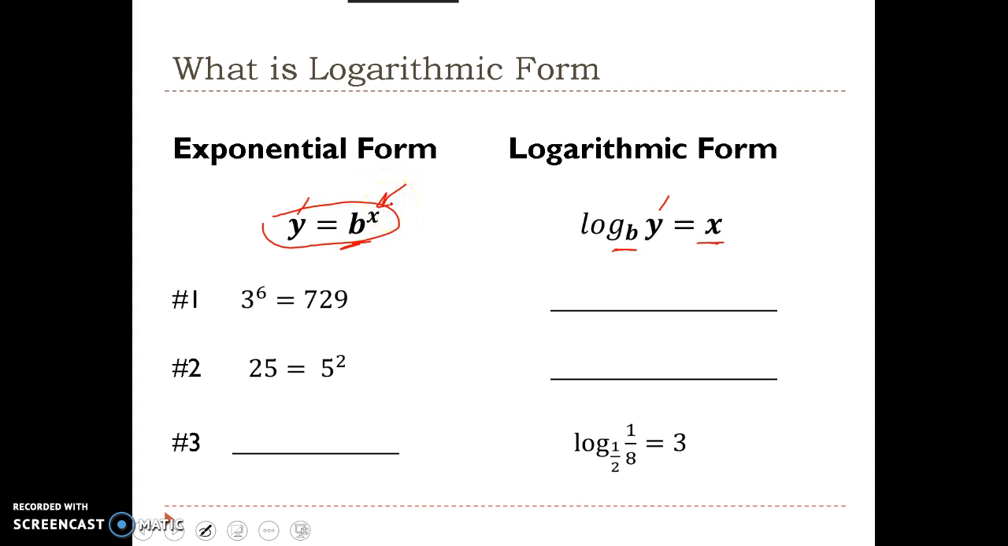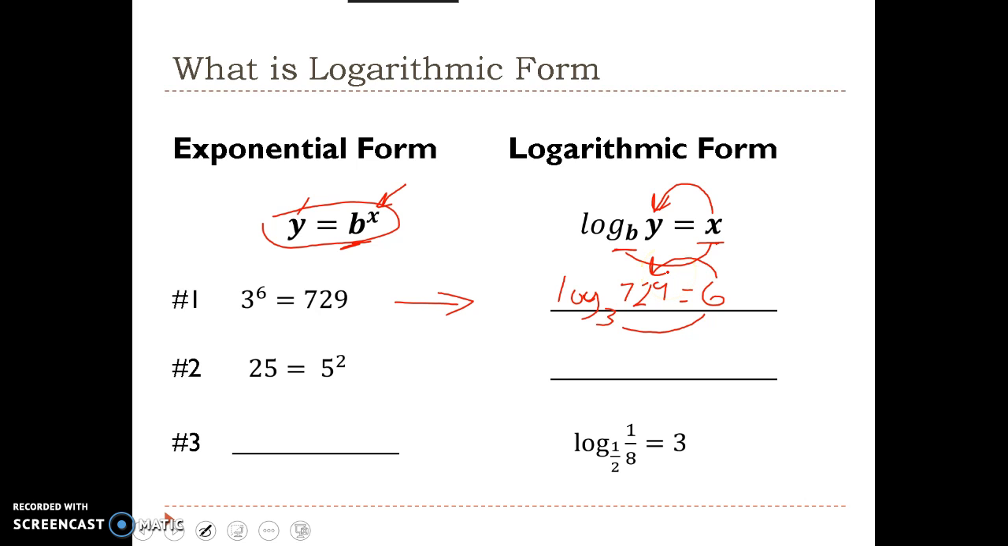One of the things that you'll see me do a lot is make a circle that looks like this. This is b to the x equals y. And so here we have 3 to the 6th equals 729. We want to write that in logarithmic form. So it's just going to be the log base b, which our base is 3, of 729 equals 6. And so this means the same thing as 3 to the 6th power is 729.